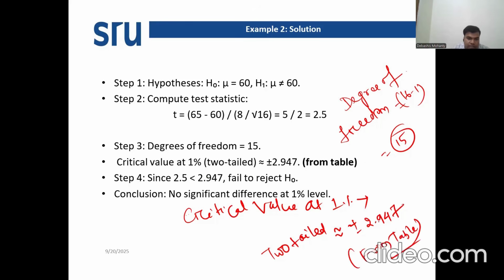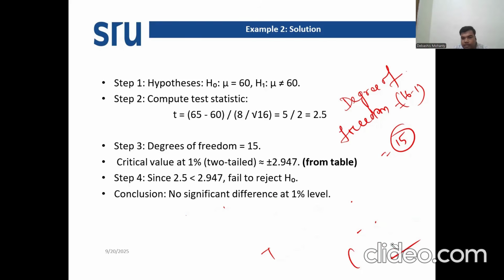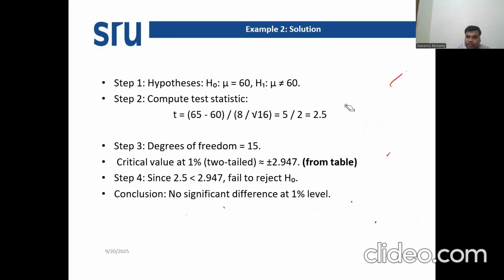Right, students? Since we are getting these values, we have to check whether we will reject the null hypothesis or fail to reject the null hypothesis. So if this value lies in between them, then we fail to reject the null hypothesis, or else we reject it. Here we have to see that since 2.5 is less than 2.947, we fail to reject H naught, the null hypothesis.